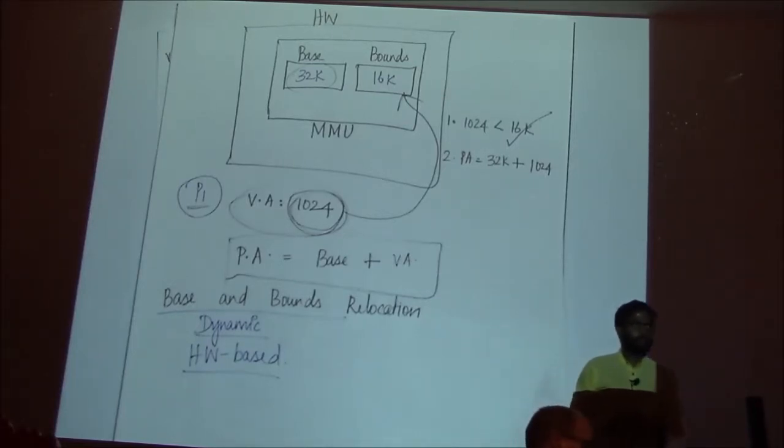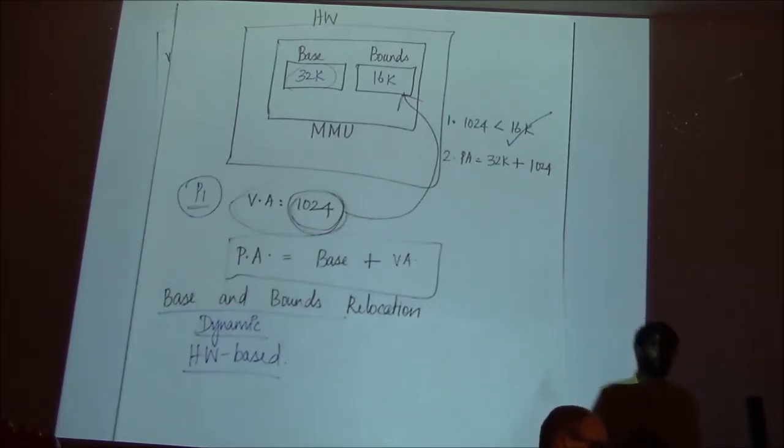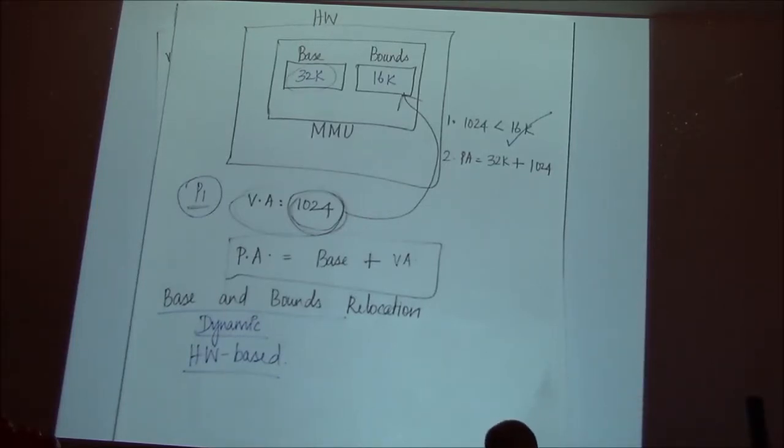Is that where the hard limit for the number of processes you can have comes from? Pardon? Is that where the hard limit for the number of processes that an operating system can run comes from, like we talked about 64 in the last class? Is it always tied to the hardware? No, that's a very good question.